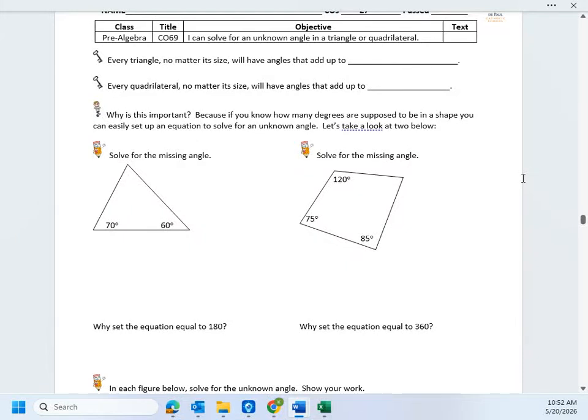Good morning. Today we're doing our second to last objective of the year. It is CO69. I can solve for an unknown angle in a triangle or quadrilateral.